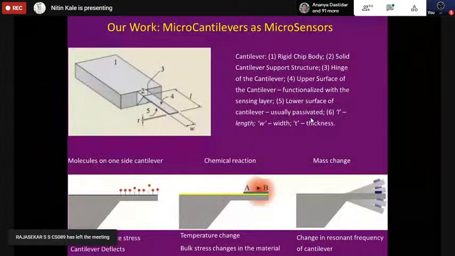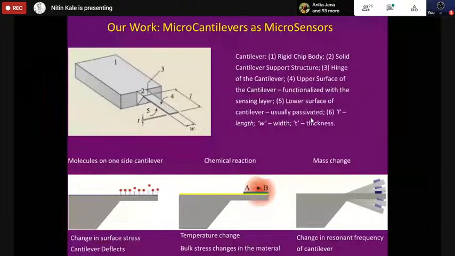Okay. So that finishes one part of what I wanted to talk about today. The second part is what we do at Nanosniff. So as I said, we work with two kinds of MEMS devices. One is micro cantilever, second is micro heater.